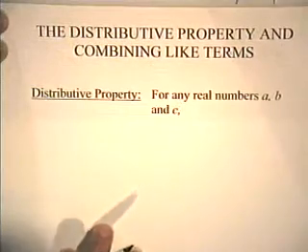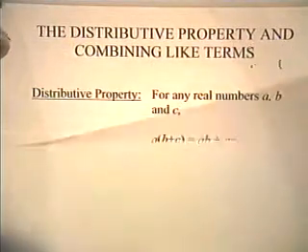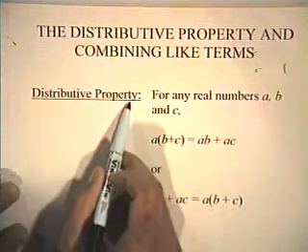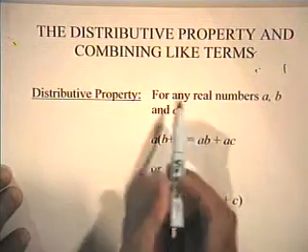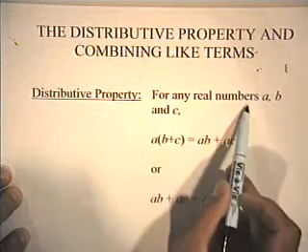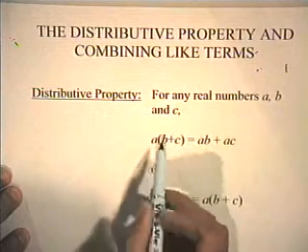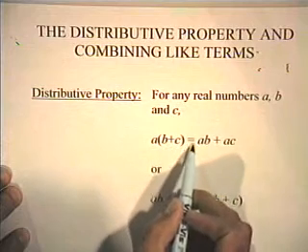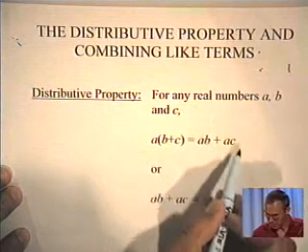The distributive property and combining like terms. I'd like to first start out by defining the distributive property. The distributive property in mathematics is as follows. For any real numbers a, b, and c, we read this as a times the quantity b plus c is equal to ab plus ac.